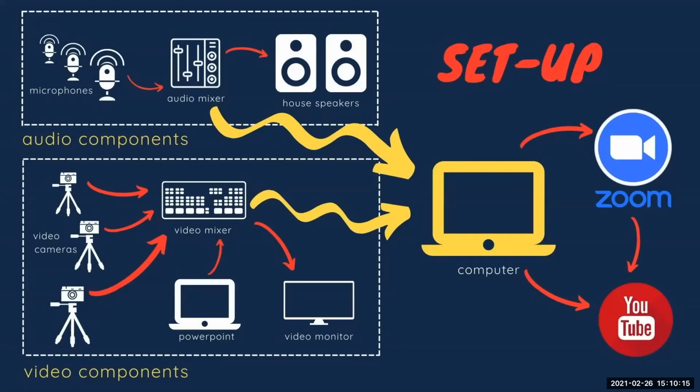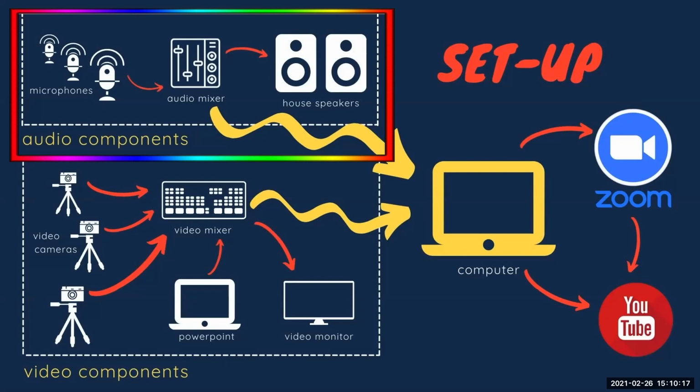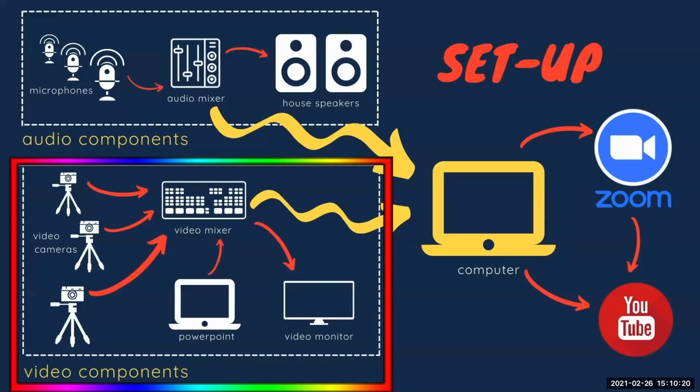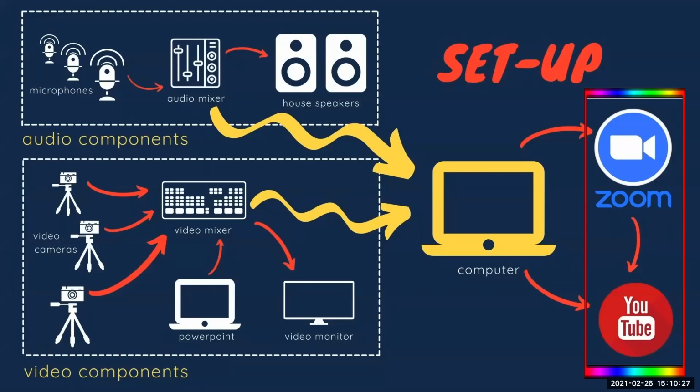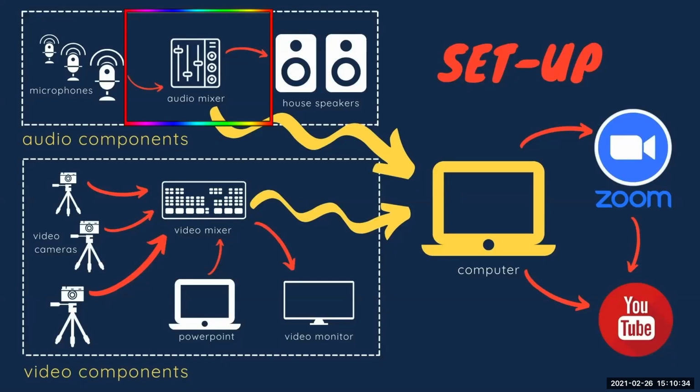Next, this is what I just mentioned just now. You need your audio component, you need your video component, and send these 2 signals to a computer, which can send out to either Facebook or YouTube. So for physical programming, you need a few microphones and connect to the audio mixer. Then this house speaker is the speakers that you have at your programming zone.